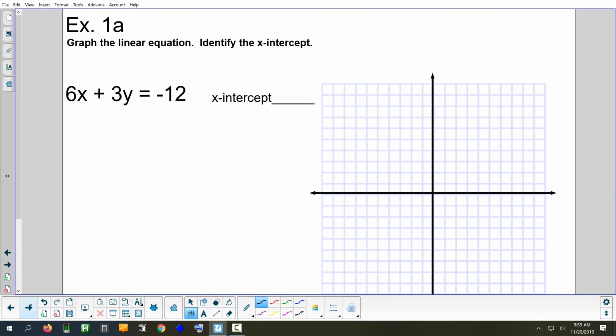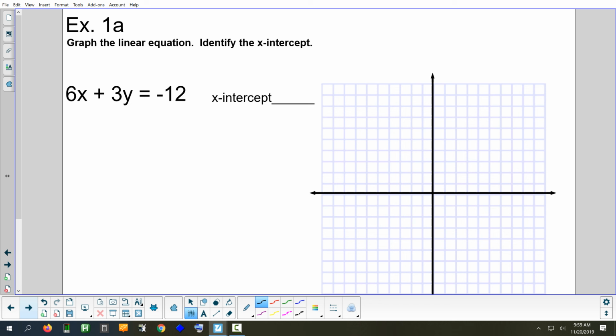All right, so they're asking me to do a couple things here. They want me to graph the equation, and then for some reason they're also asking me to find the x-intercept. Okay, so we know how to do that. We can find that after if they want us to. Now, that's standard form. In this section, we're practicing getting y by itself.